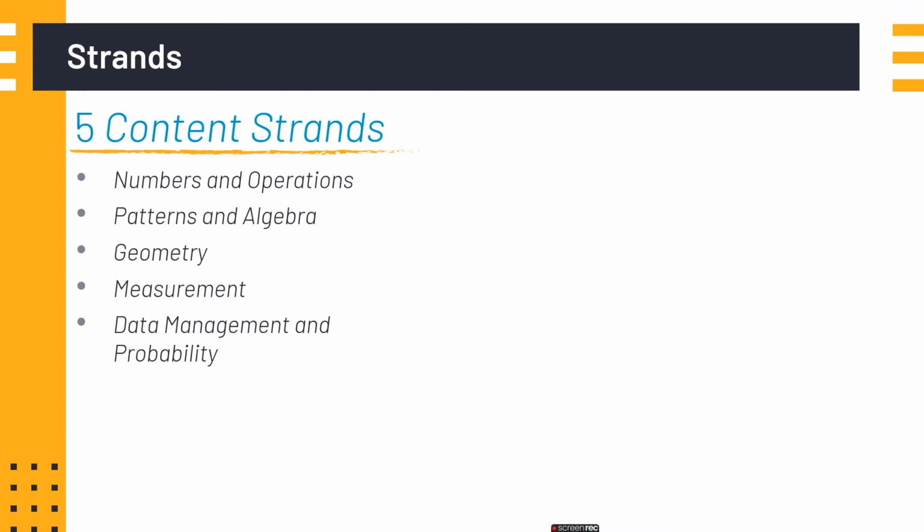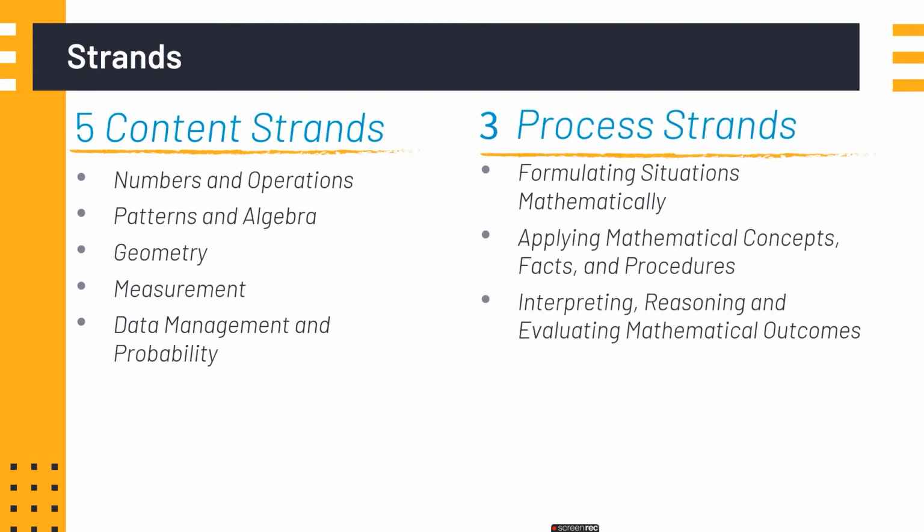To move on to the strands of the math curriculum, there are 5 content strands, namely numbers and operations, patterns and algebra, geometry, measurement, data management, and probability. And the 3 process strands. They are formulating situations mathematically, applying mathematical concepts, facts and procedures, and interpreting, reasoning, and evaluating mathematical outcomes.